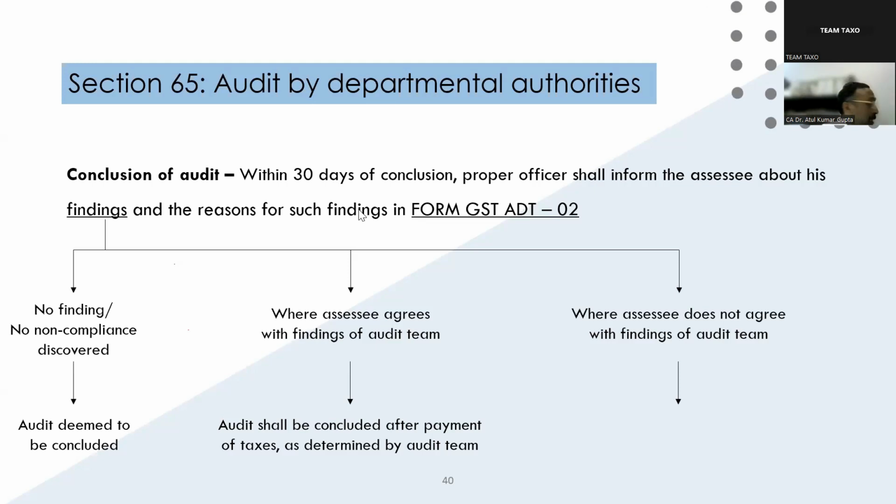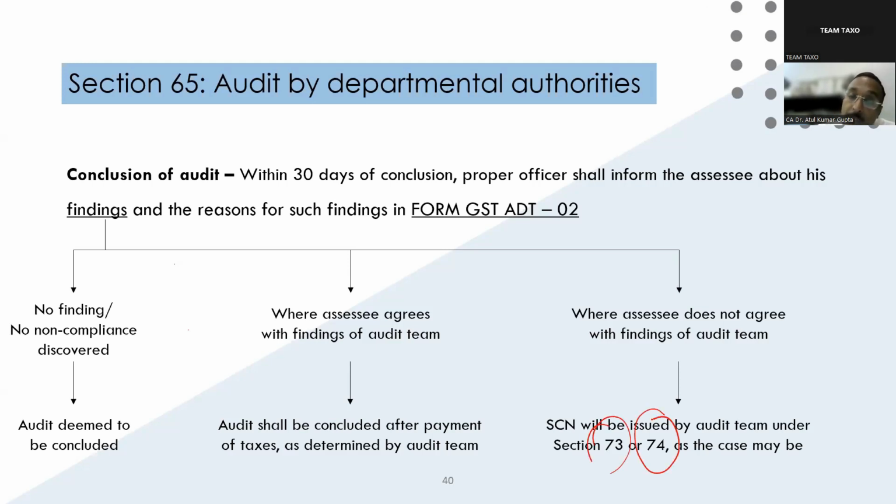In that case, there will be a show cause notice by the department, again under section 73, 74. Now, my dear friend, whenever I'm saying section 73, 74, I just wish to clarify that these are two different types of show cause notice. One show cause notice, when I'm dealing with section 73, says only the short payment of tax. It says the short payment of tax.